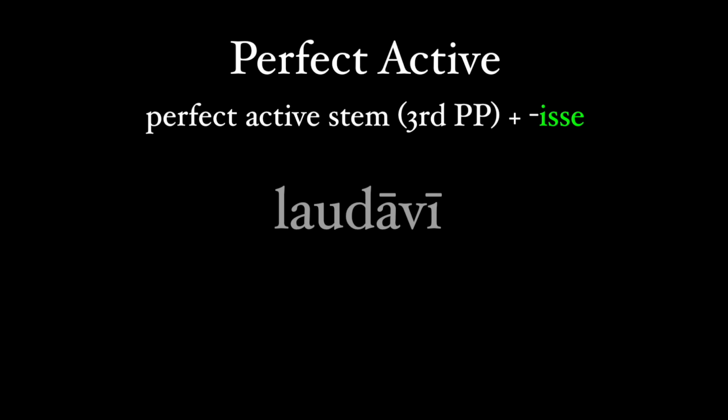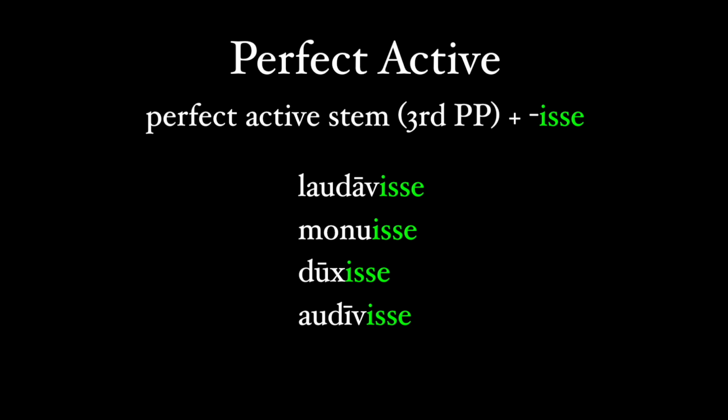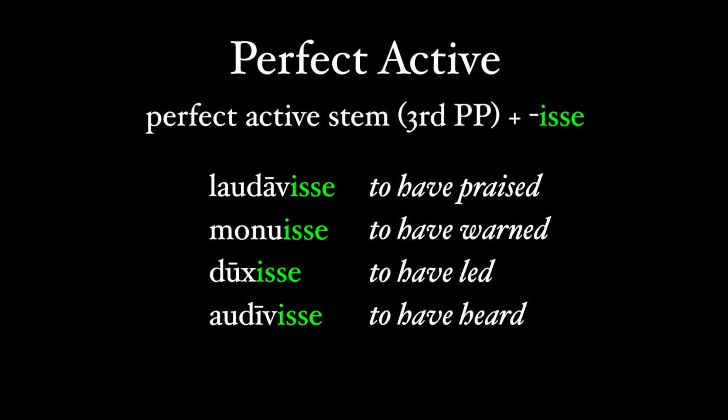The perfect active infinitive comes from the third principal part. This is the active perfect stem. We drop off the long I and replace it with isse. And since the perfect tense has regular rules for all verbs, the variations between verbs are reflected in the different third principal parts. This is a pretty standard form. Laudavisse, monuisse, duxisse, audivisse. It's a perfect tense, so we use the helping word have in our translation. To have praised, to have warned, to have led, to have heard.